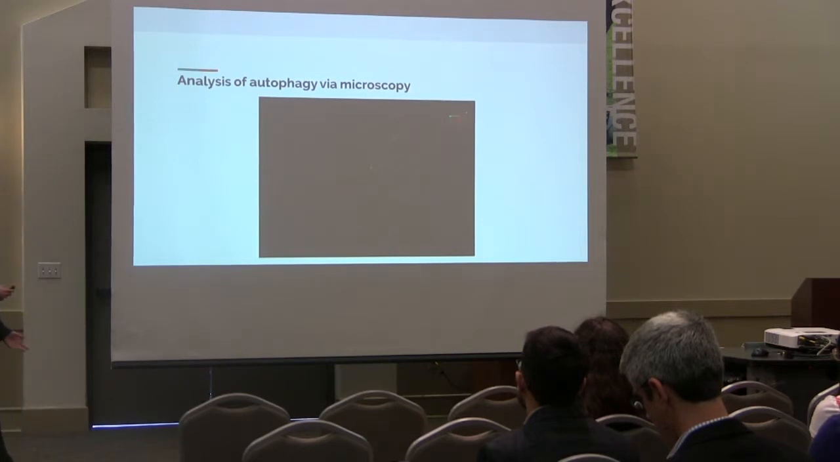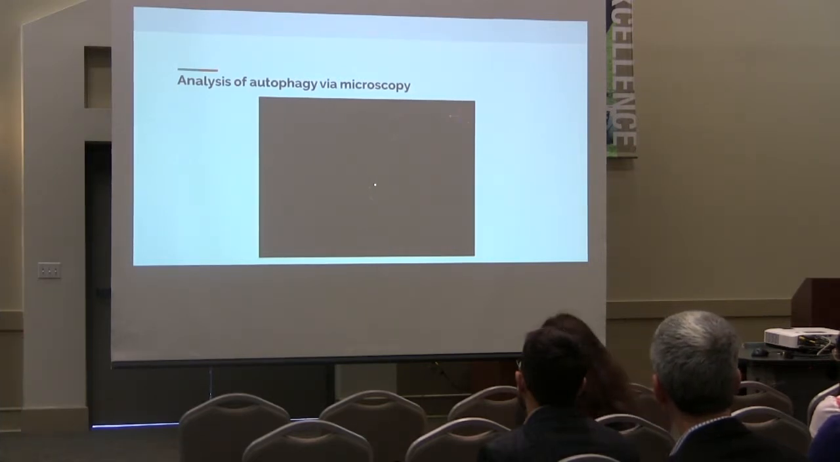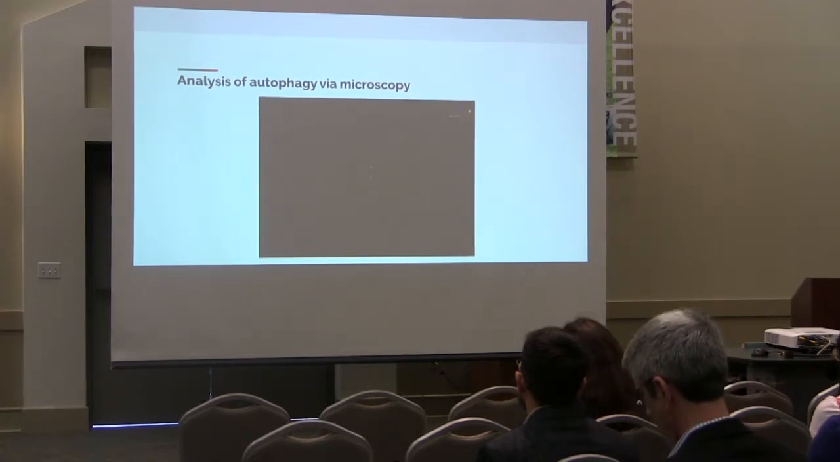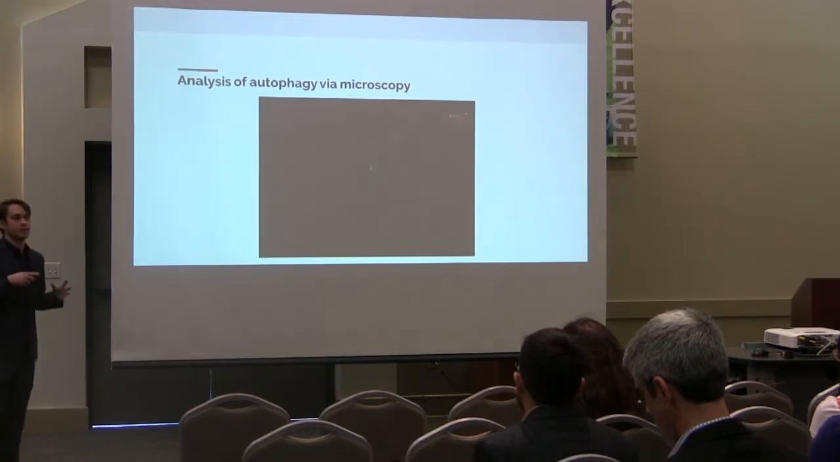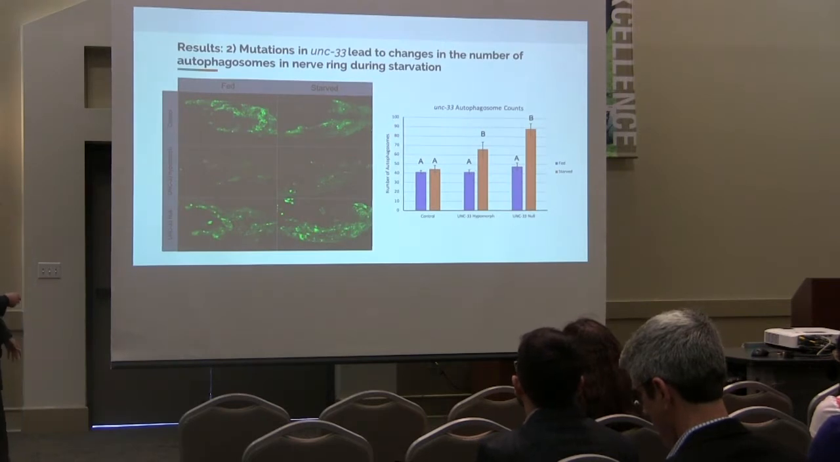And then we also, this isn't really shown very well, these green dots are inside basically the equivalent of the brain in C. elegans. Because that LGG1 is marked by fluorescent proteins, we can also use microscopy to actually count the individual organelles in the cell, or the animal. And so those results look something like this.